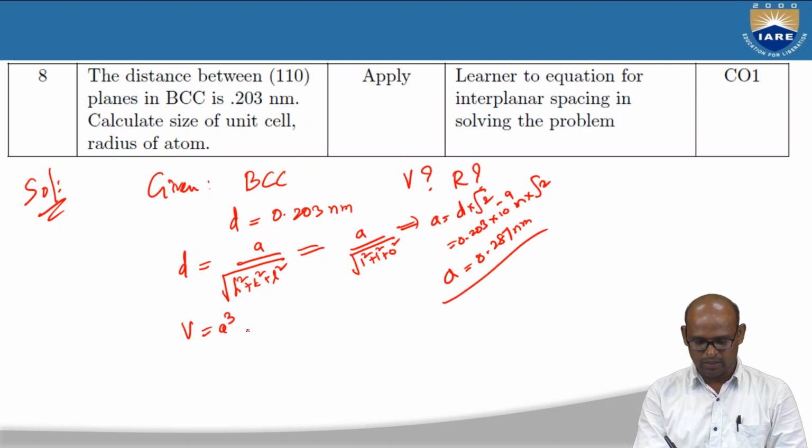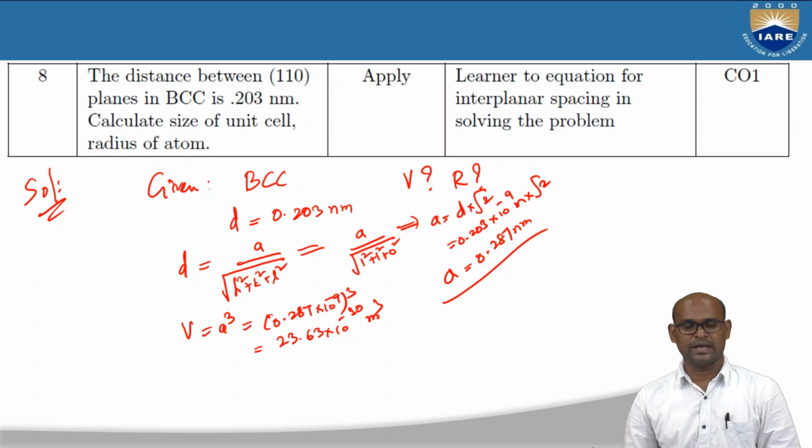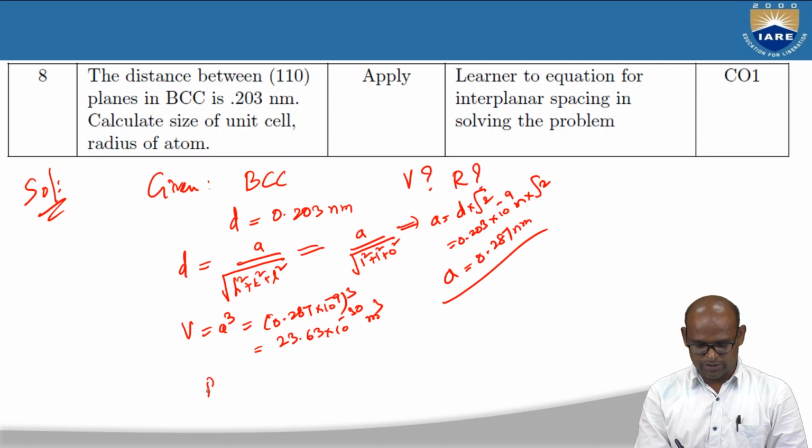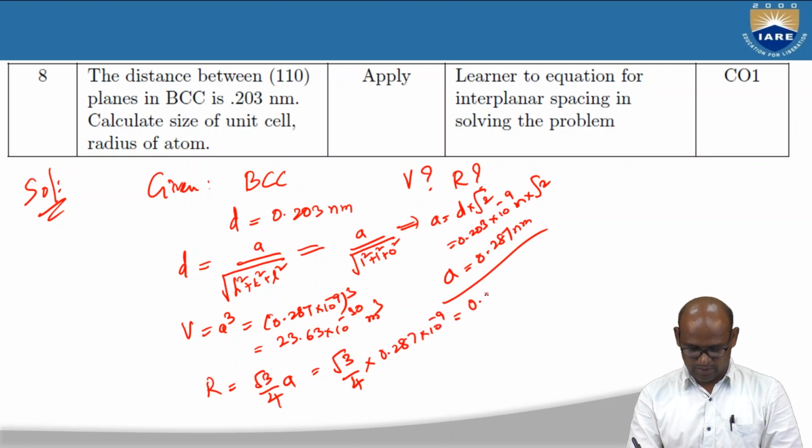Once I find A, I can calculate the volume, which is A cube. So 0.287 into 10 power minus 9 meters, whole cube. That will be 23.63 into 10 power minus 30 meter cube. Then I need to calculate the radius of the atom. For BCC, the radius is square root 3 by 4 into A. So square root 3 by 4 into 0.287 into 10 power minus 9 will be 0.124 nanometers.